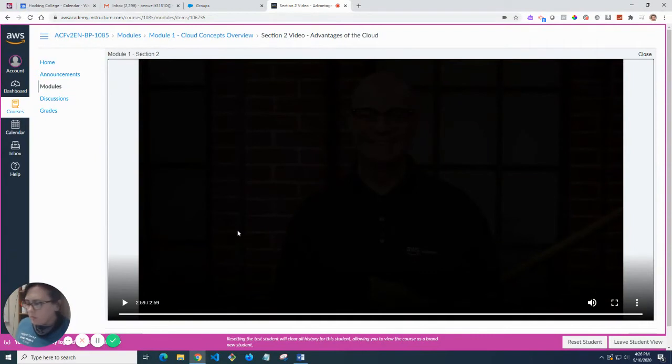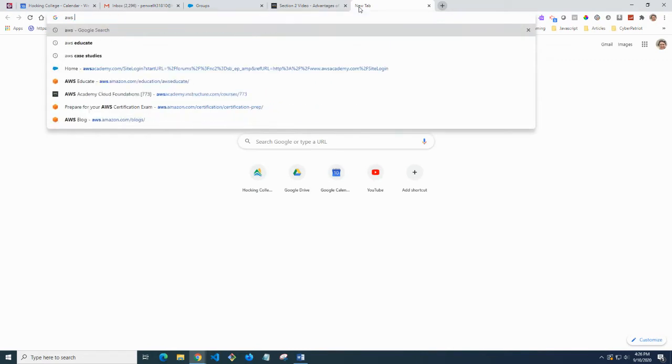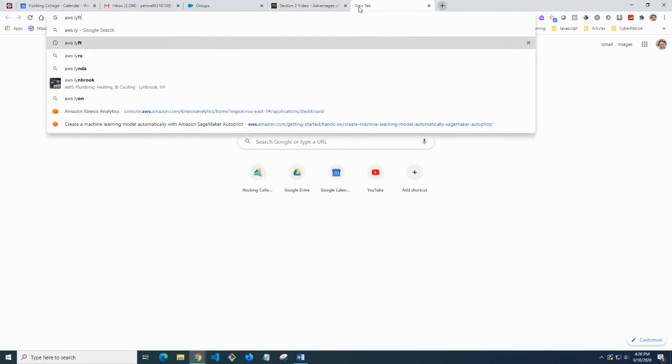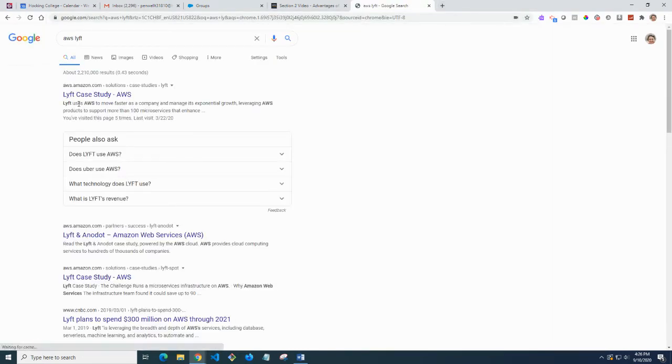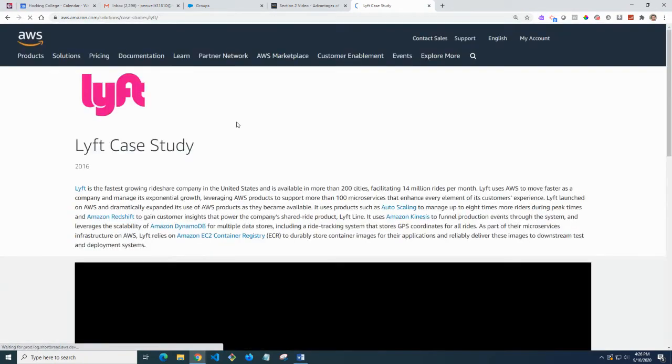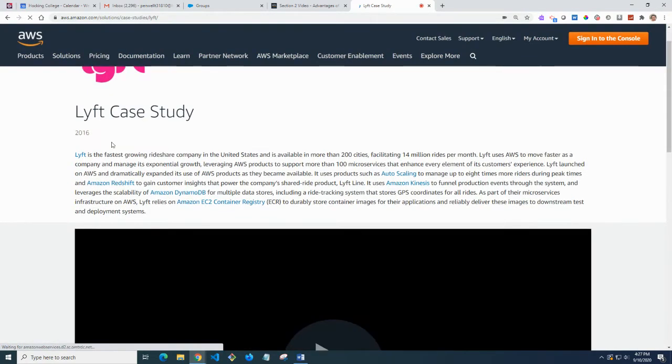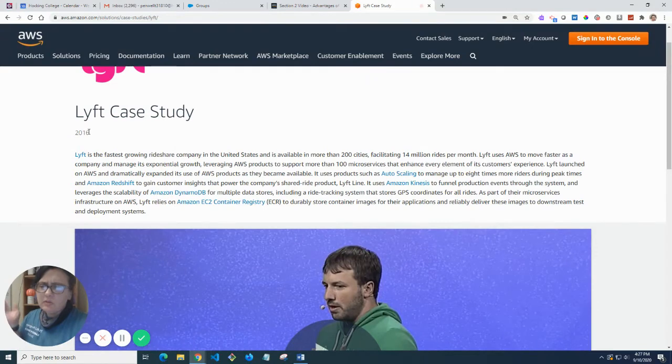Okay. So one of the things that I like to do in my class is use case studies, because I think case studies really cement the ideas of what in theory AWS can do and what in actuality it has done. So one of my favorite case studies is Lyft, the rideshare service. This is a case study from 2016, but it's still just one that stuck in my mind.